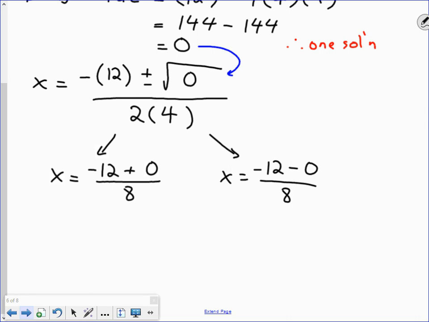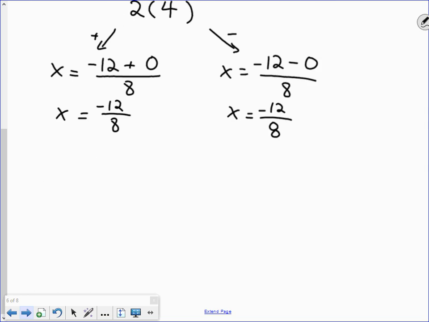Notice in these two solutions that the numerator is going to be the same. Negative 12 plus 0 is negative 12. Negative 12 minus 0 is negative 12. So both paths, either the one using the positive sign or the one using the negative sign, are going to give us the same solution. So really, we're only going to have one solution here, which is negative 12 divided by 8, which is negative 1.5. And that's our one solution.